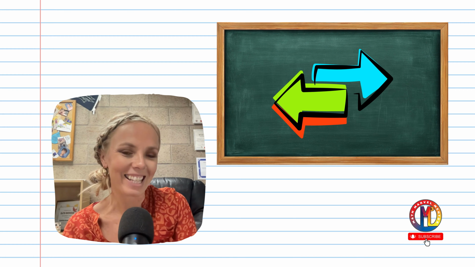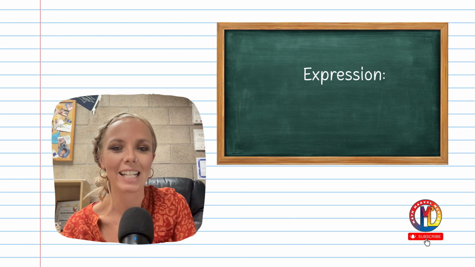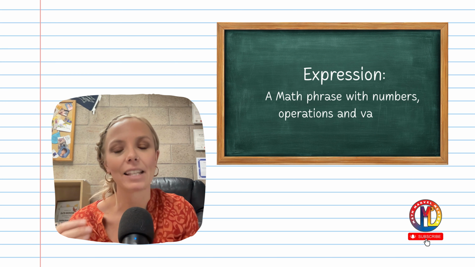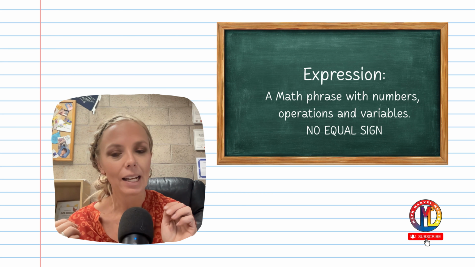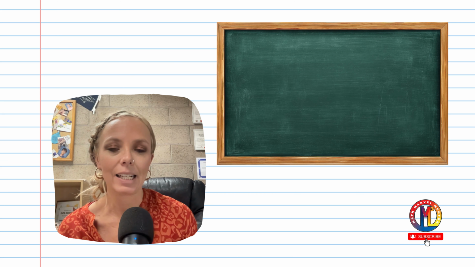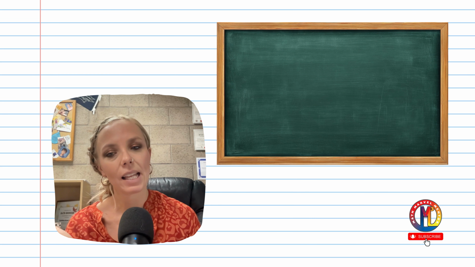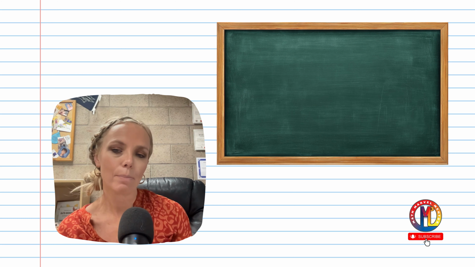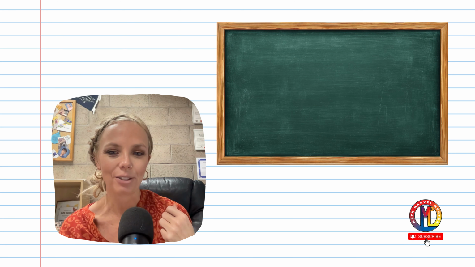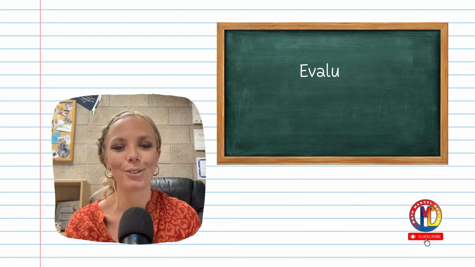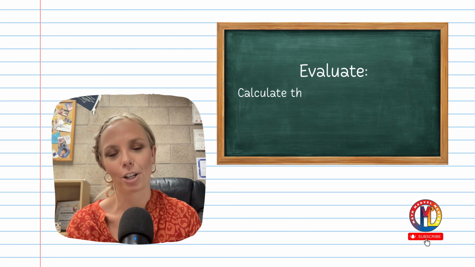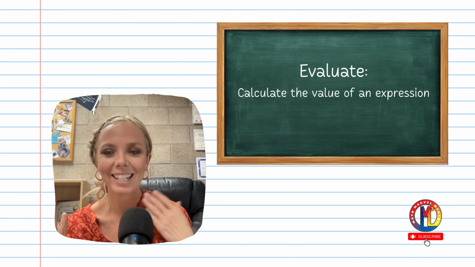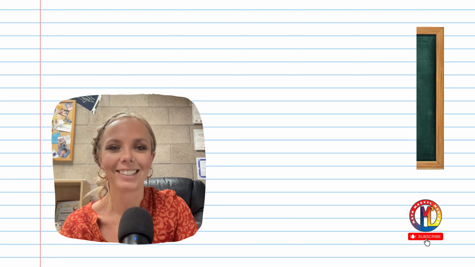And we just mentioned this expression. An expression is a math phrase with numbers, operations, and variables, and there's no equal sign. So again, if you want to check that out, check out that lesson. There's no equal sign and it has that unknown value. So we are going to be evaluating expressions by plugging in those unknown values. To evaluate means to calculate the value of an expression. It's to get the answer. And once we know what the variable is, we can do that using substitution.